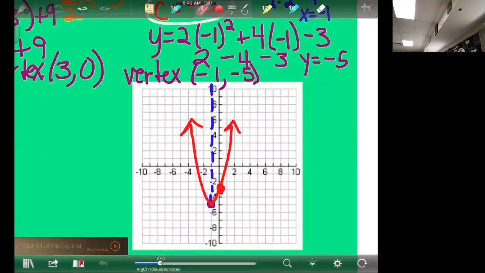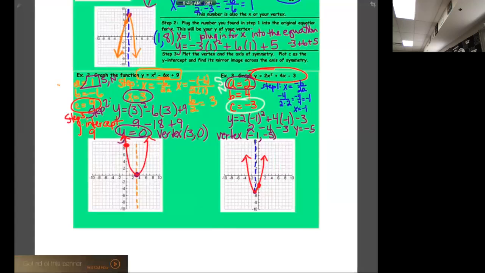Okay, you guys, so basically what you're doing today is exactly these 3 steps every single time. I will get you your worksheet if you want the worksheet.